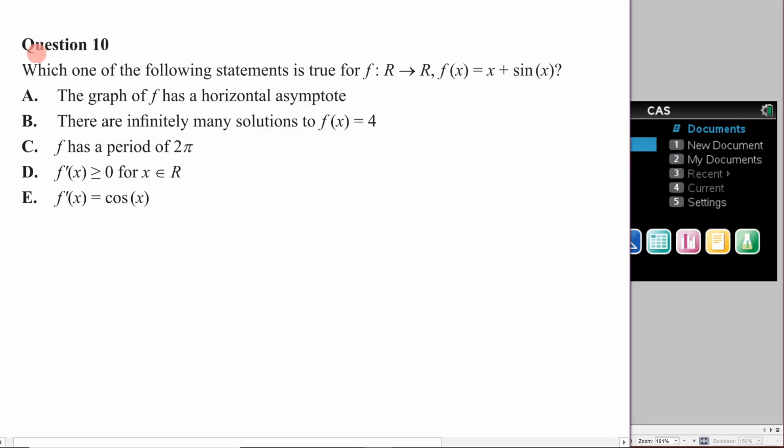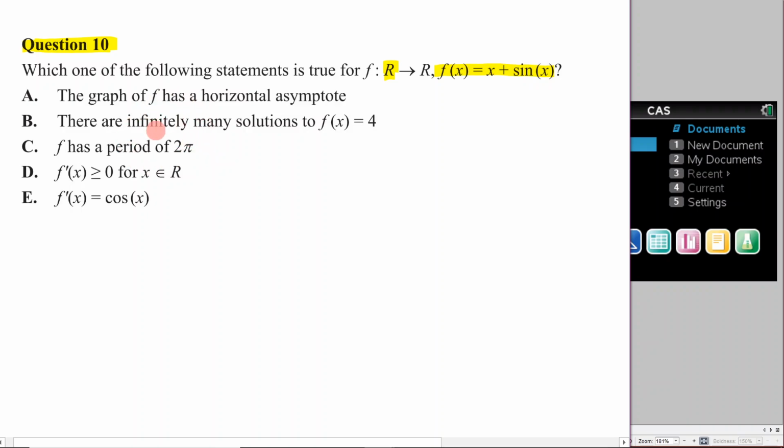Okay, so we are working through question 10, which says which one of the following statements is true for f of x is equal to x plus sine of x, where my domain is all real numbers. Let's look at the options here. The graph of f has a horizontal asymptote. There are infinitely many solutions to f of x is equal to 4. F has a period of 2 pi.